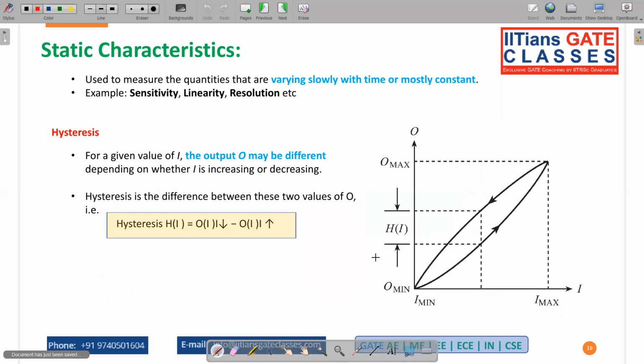The last term is going to be hysteresis. Hysteresis is, for a particular value of input, the output may be different whether the input is increasing or decreasing. Let's take the example. Let's say you are starting from the minimum value of the input, and you are reaching a particular input here. So corresponding to this input, there could be a particular output, and you will find the output here.